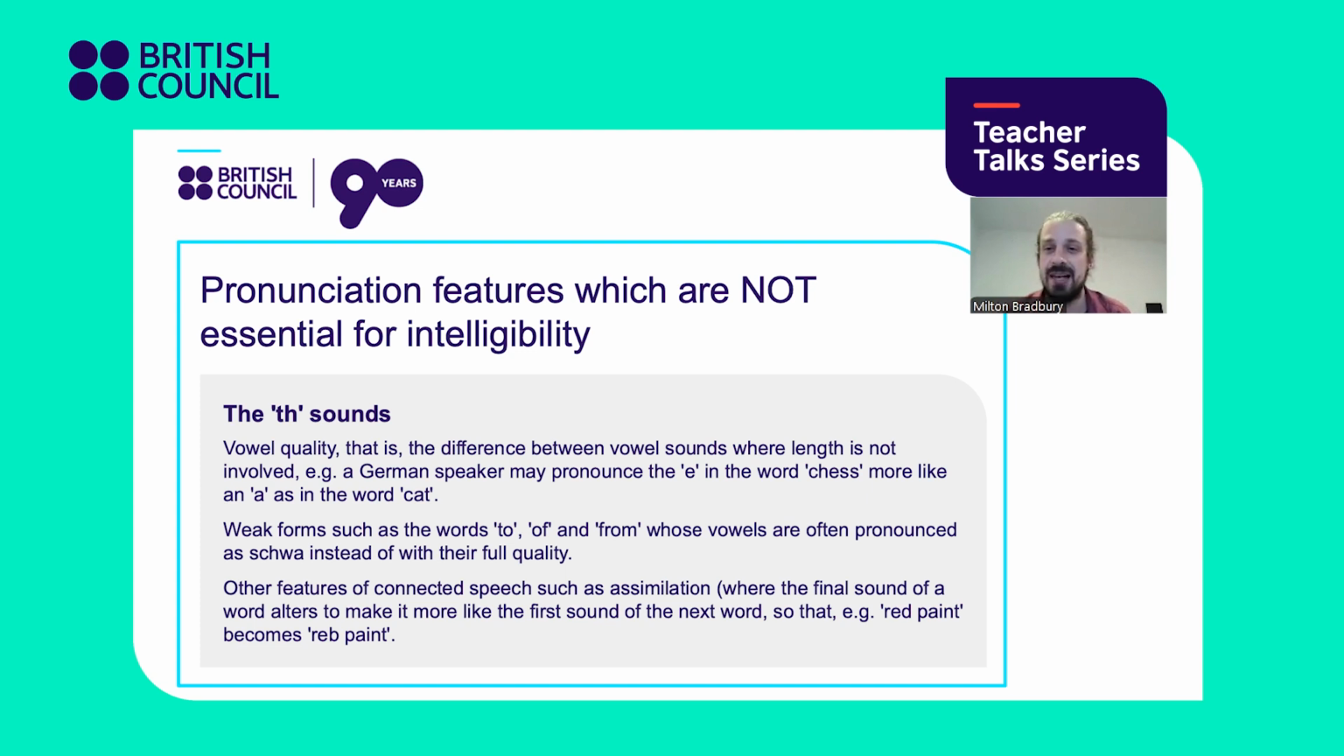And other features like assimilation. If you're very interested in pronunciation and have studied it a lot, you probably know what assimilation is. This is when sounds assimilate into the next word. For example, if we look at the phrase "red paint", if we say it together, we say "reb paint". So the D becomes a B because it's assimilating into the next word. Now, this is interesting. As a linguist, I like studying this and I like teaching this for listening. But is it important to insist our students say this? No, I don't think so.